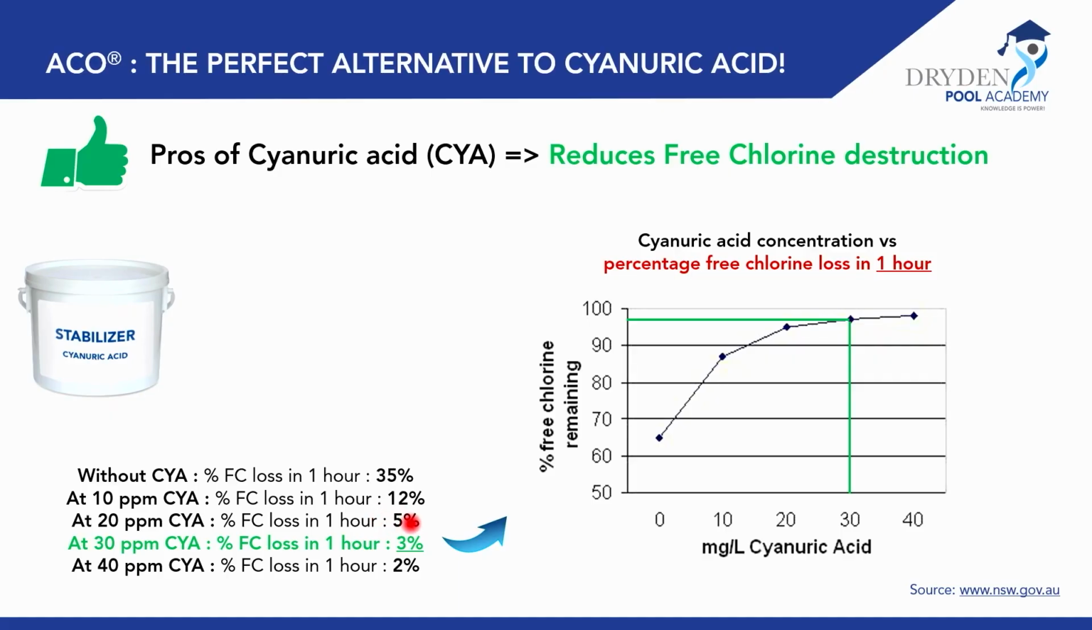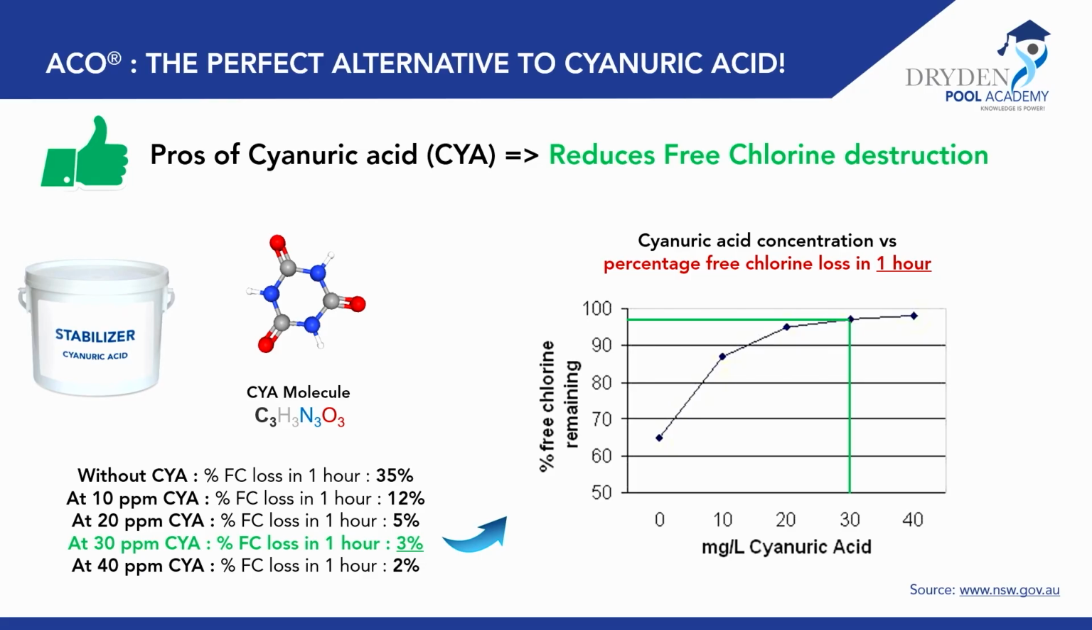So from 5, it's already a good protection. You only get a few percent more by adding 30, 40 or more. So if you're using cyanuric acid, 20 ppm is more than enough. Any more and you get diminishing returns. So how does it work and how does it really protect these chlorine molecules from the sun?